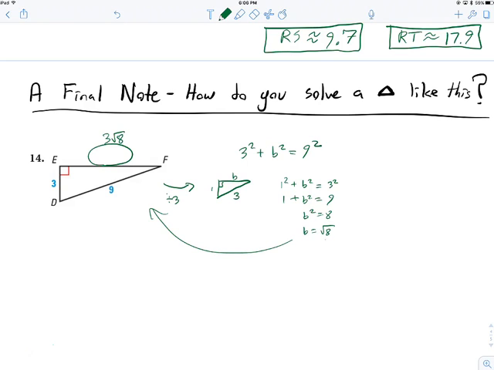Now that could be simplified further, since root 8 is root 4 root 2, or 2 root 2. So then when I multiply by 3, I get 3 root 8, which is the same as 6 root 2. Okay, so I could find that missing side. I could have used a calculator and got a decimal. But the problem is how do I find this angle?